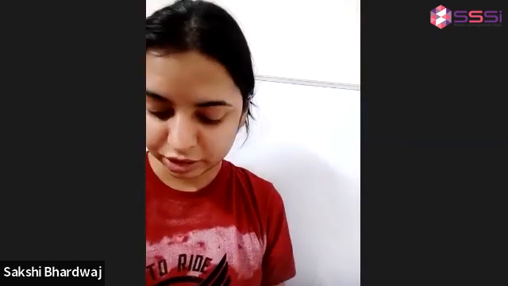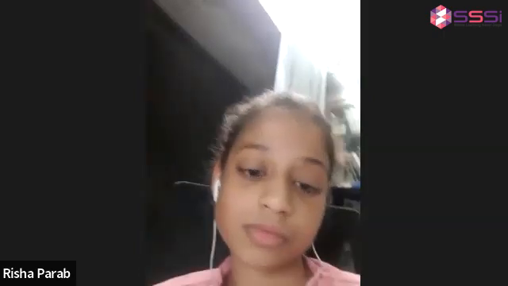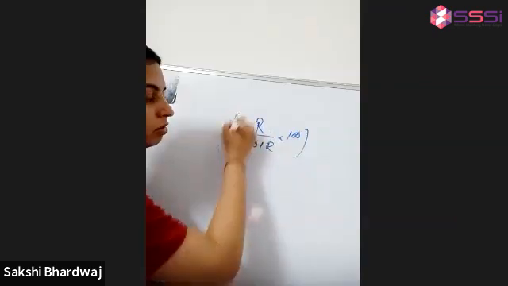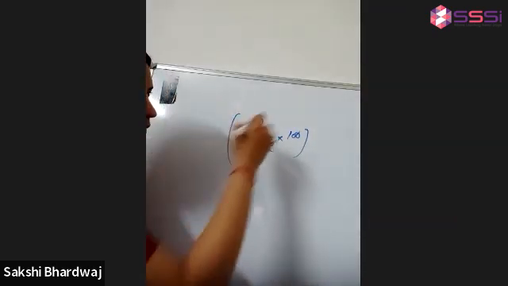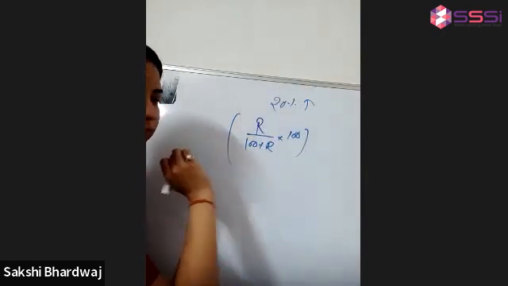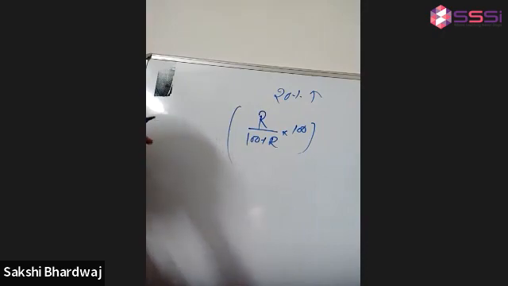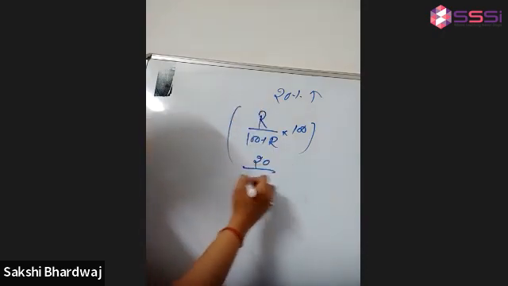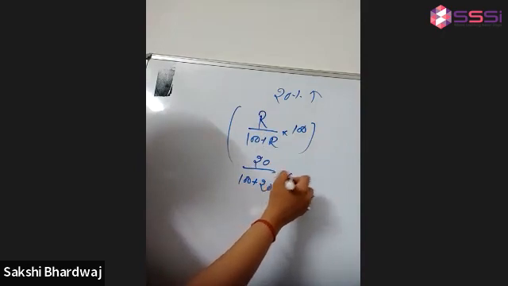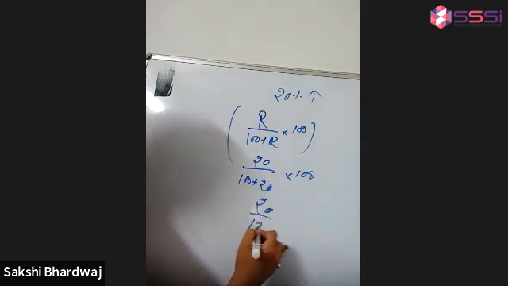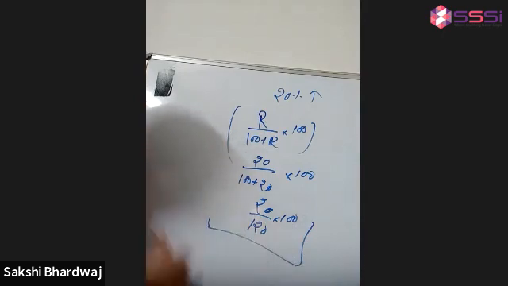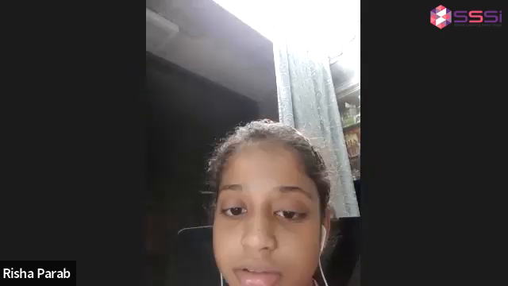Okay, Risha, we will end this session here. Read this term, commodity. R upon 100 plus R into 100. This was the formula I was talking about. You remember the question? 20% more: 20 upon 100 plus 20 into 100, 20 upon 120 into 100, according to the formula. Clear?